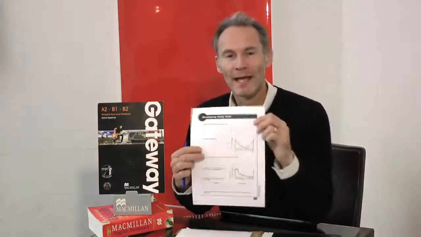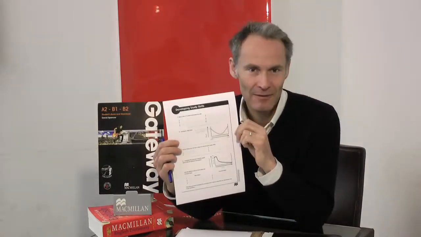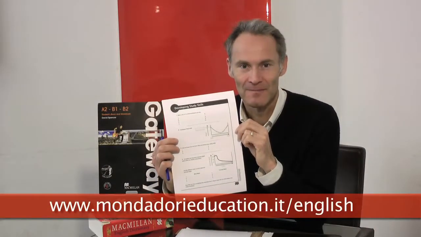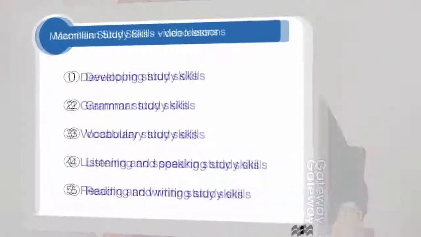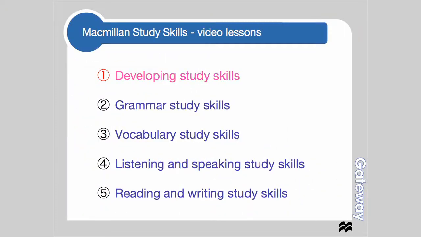There are 5 video lessons in this series and each video lesson has a PDF worksheet which you can download from the Mondadori website. The 5 video lessons are developing study skills, grammar study skills, vocabulary study skills, listening and speaking study skills and reading and writing study skills.